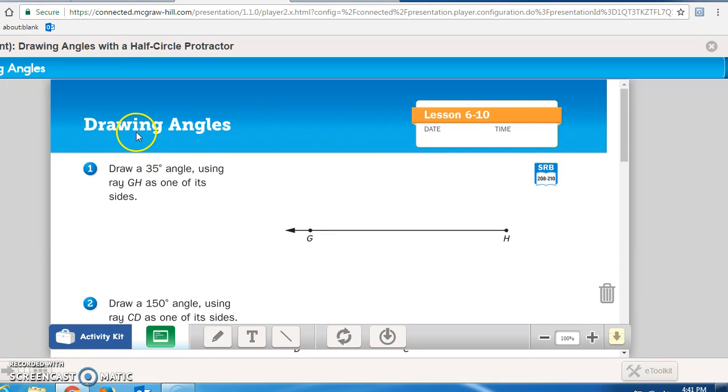That's telling you to draw angles. Remember, we're practicing using that half protractor. And it says draw a 35-degree angle using ray GH as one of its sides. So what you're going to do is line up the points, so the dot in the middle of it, measure approximately 35 degrees, and then you're going to draw it and connect it. I'm not doing so great there. And make sure you put where you measured.